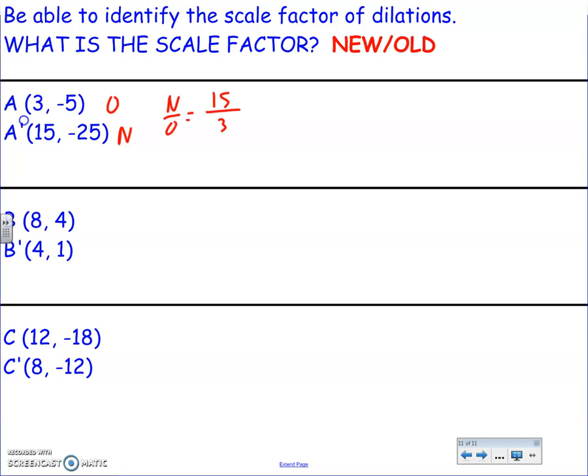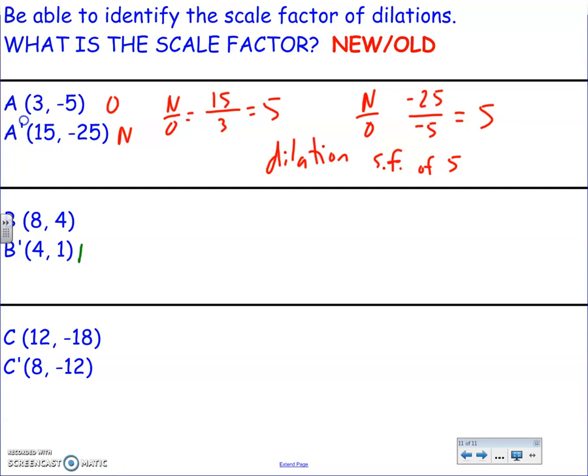So if I reduce that, 15 divided by 3, that's 5. I'm going to check the other one for the y's. New over old. So the new y is -25. The old y is -5. Or reduce that, divide top by negative, divide negative is positive, and reduce by 5, you get also 5. 5 matches 5. Great. So this is a dilation. Scale factor of 5. Let's try the next one.